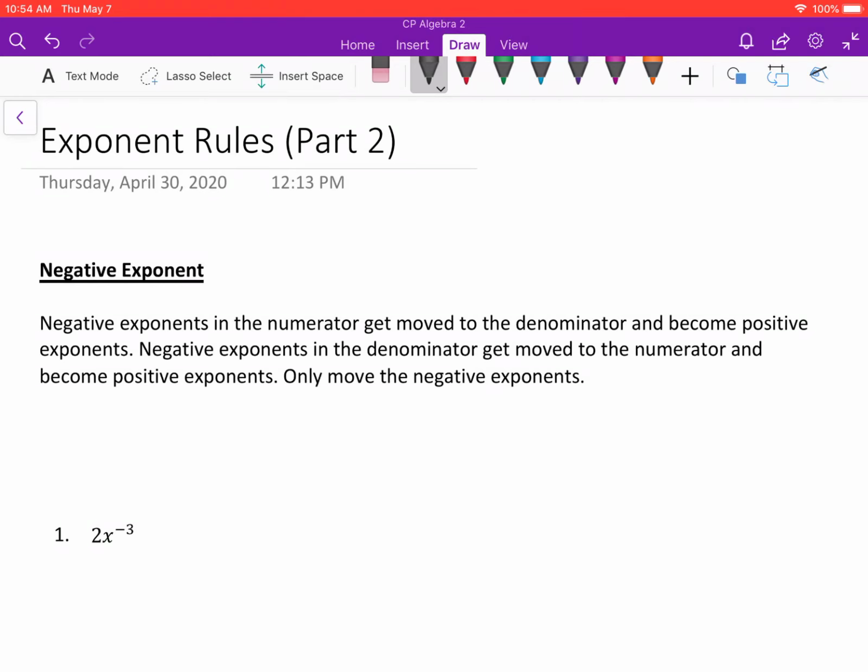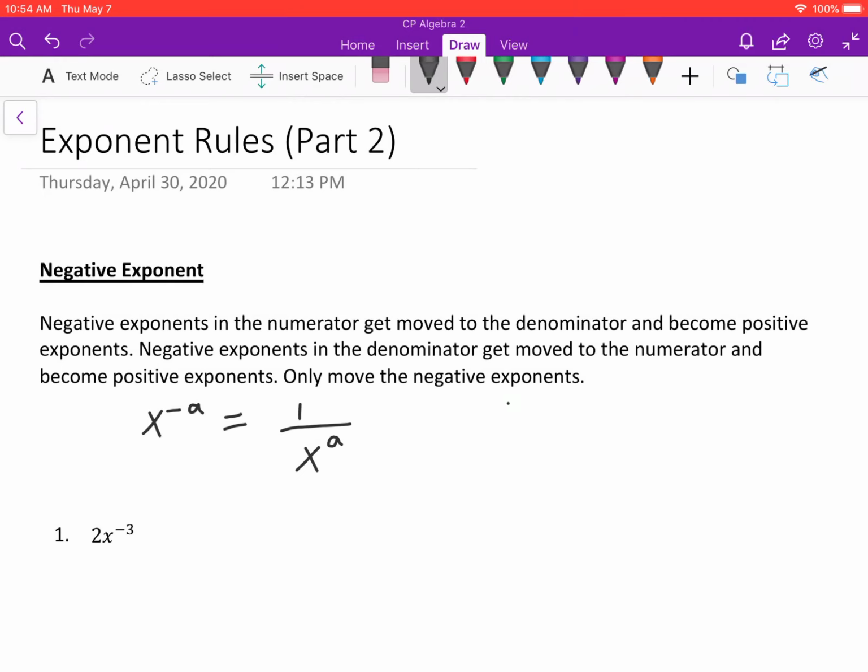If it was in the denominator, the negative exponent, you would move that to the numerator, and the exponent again would become positive. We're only moving the negative exponents. If you have a positive exponent, just leave it alone. So the way we write this rule is if you have x to the power of negative a, that becomes 1 over x to a positive a. And this rule works both ways.